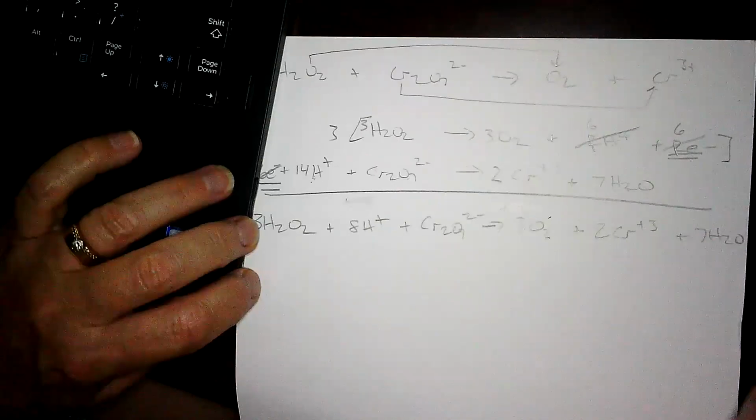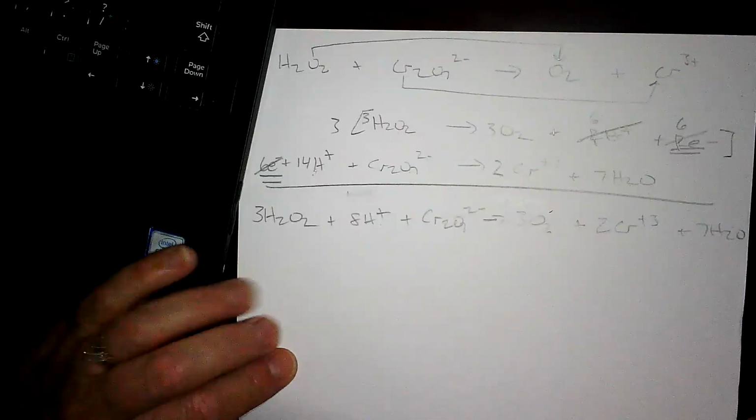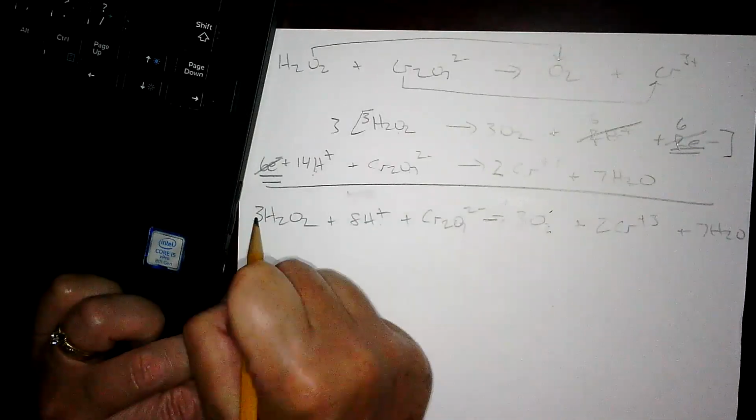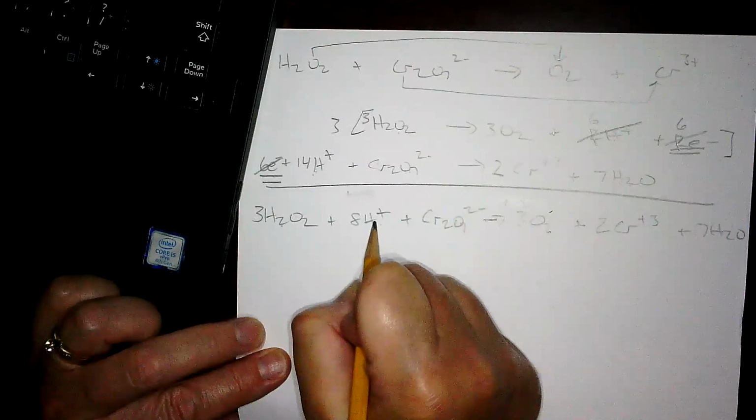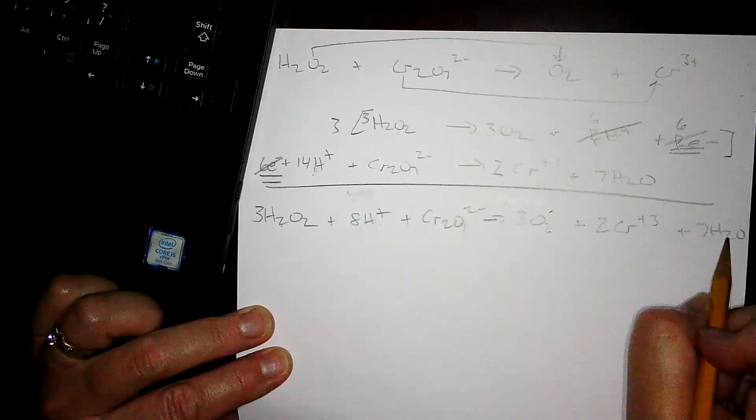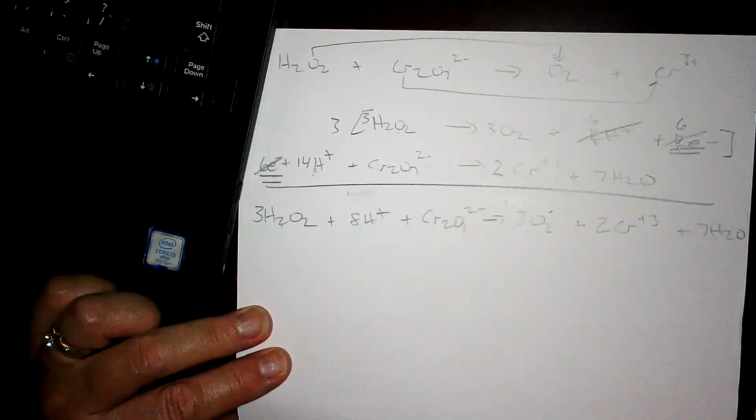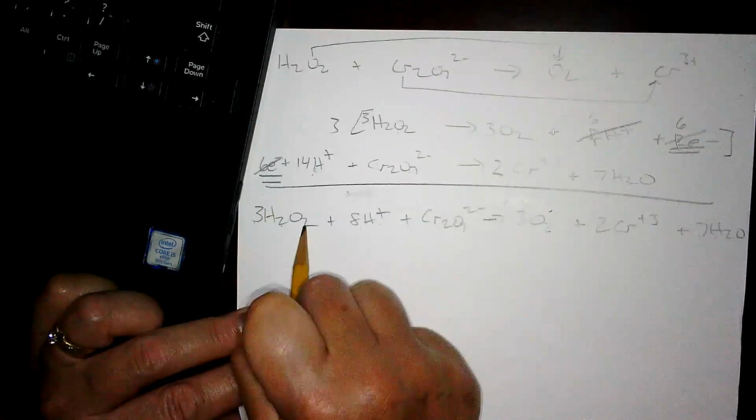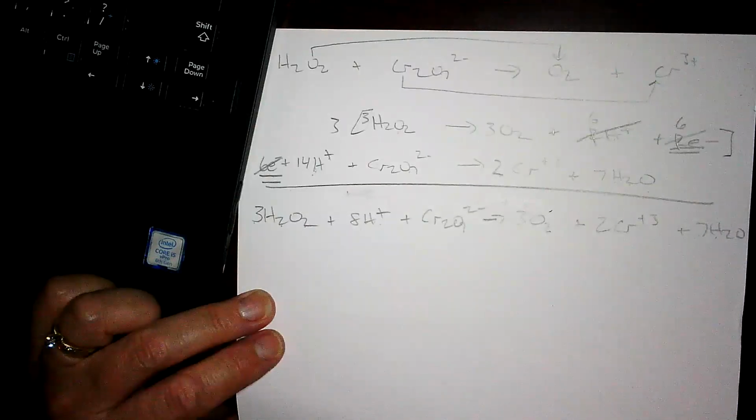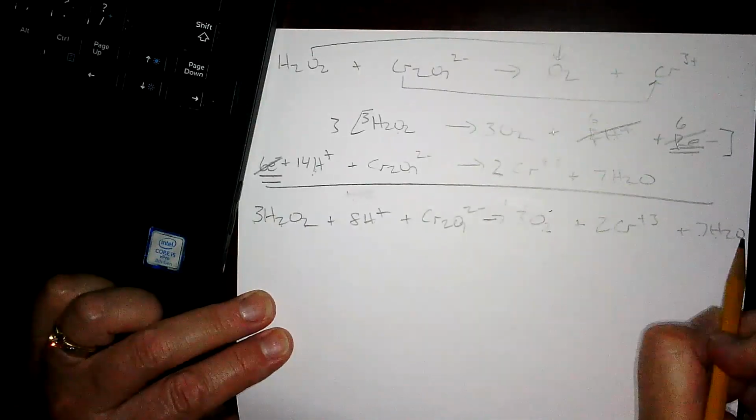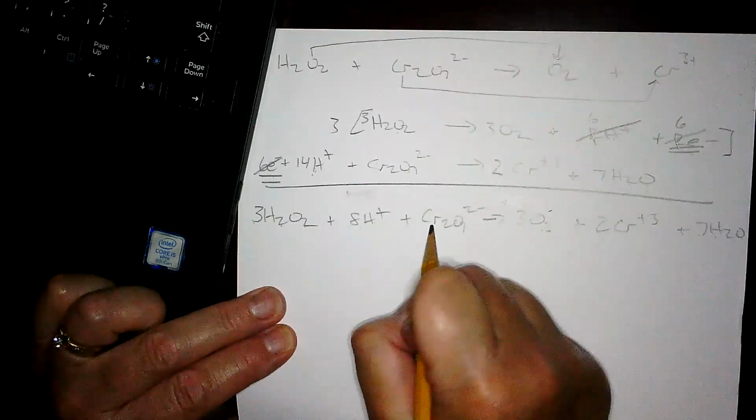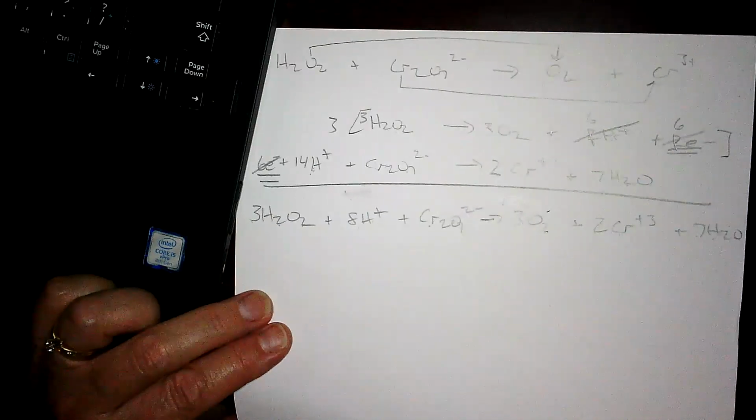And then we can check and make sure that it's balanced. We've got 6 hydrogens here plus 8 hydrogens here. That's going to give us 14 hydrogens on the reactant side. 7 times 2, that's 14 hydrogens on the product side. We've got 6 oxygens here plus 7 oxygens here. That gives us 13 oxygens. We've got 2 chromiums here, 2 chromiums here. So our atoms are balanced.